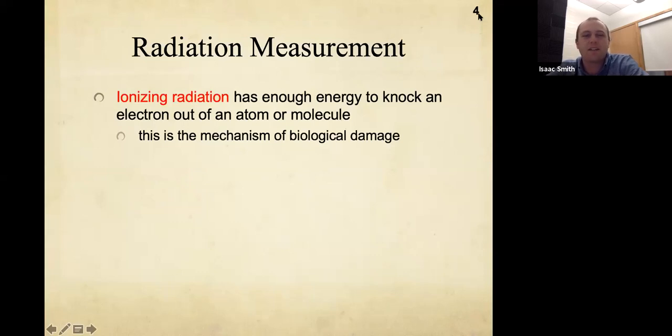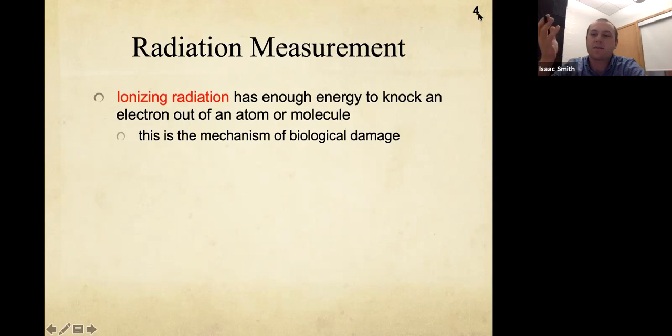So ionizing radiation has enough energy to knock an electron out of an atom or a molecule. We talked about ions, which are atoms that have either more or fewer electrons in them. So ionizing radiation is a radiation source that hits an atom and knocks the electron out.